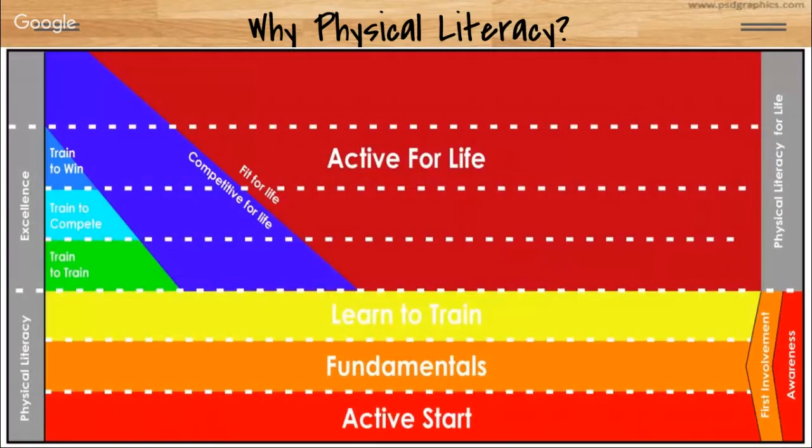Going back to our graphic, we have our physical literacy aspect down here at the bottom, ready to go. It is our foundations, our training to compete, train to train, train to win, competitive for life, active for life. I had an issue looking at this graphic the first time, because on the side you can see physical literacy for life, which is awesome, excellent.